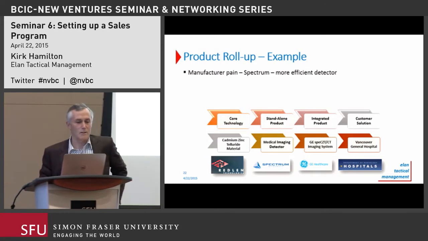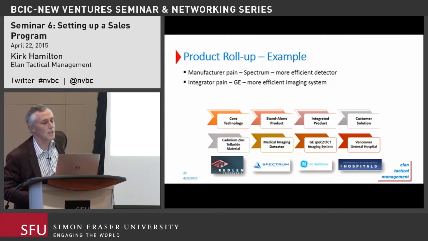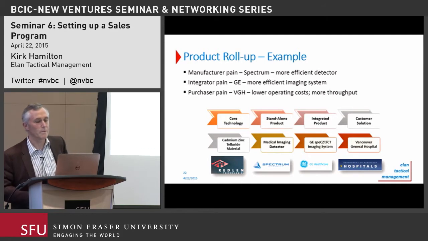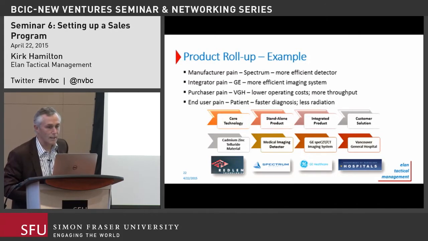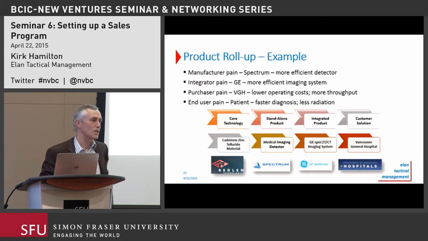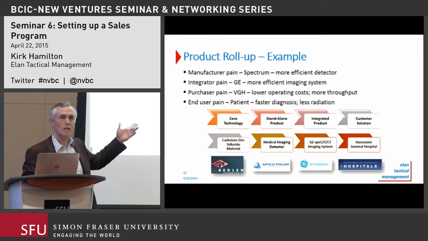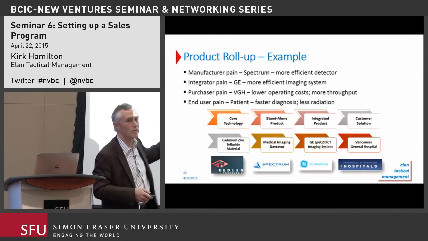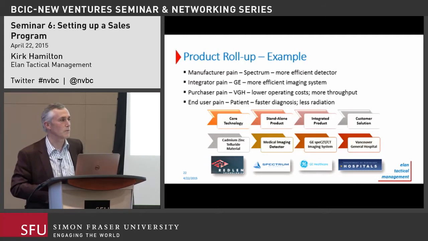So the manufacturer's pain, which is Spectrum, is looking for a more efficient detector. GE is looking for a more efficient imaging system. The purchaser, who's the hospital, is looking for lower operating costs and higher throughput. And me, the patient, is looking for faster diagnosis with less exposure to radiation. So you have to have your story, your positioning, all the way through. And as a salesperson, you have to understand all of these different innuendos, all these different implications all the way through.